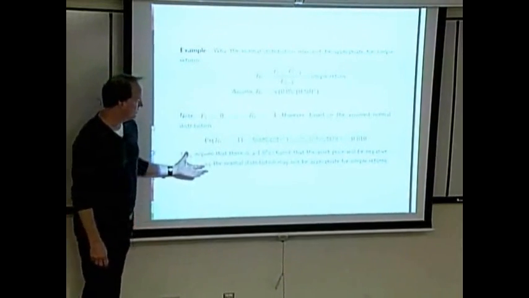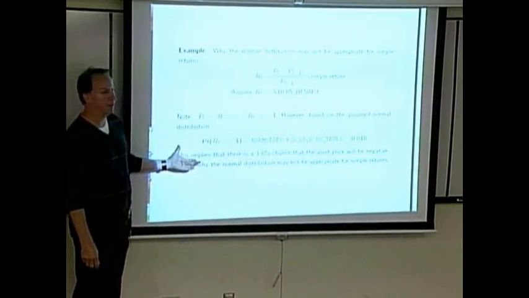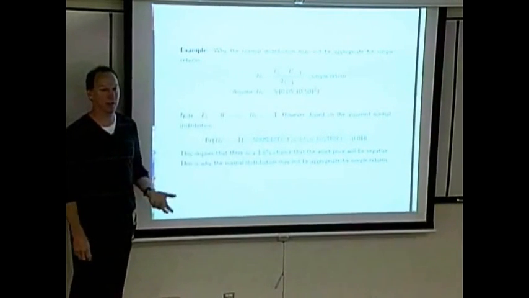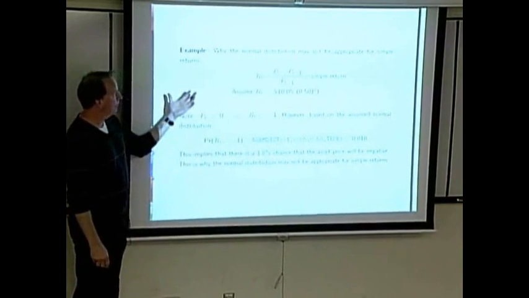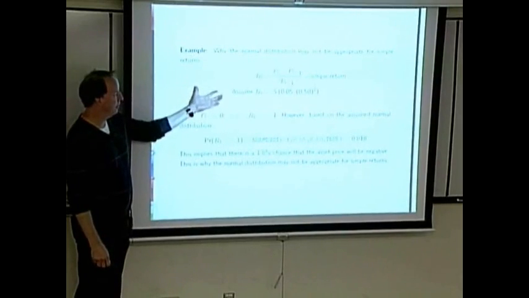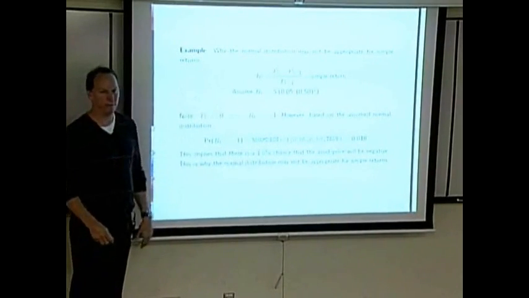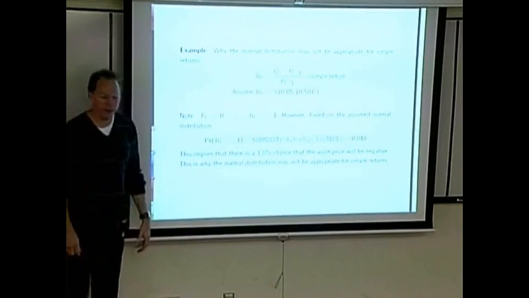And another way of viewing this is that this distribution implies there's a 1.8% chance that the price in the future is less than 0. Okay? So again, that doesn't make any sense either. So this is an example to illustrate why a particular normal distribution may not be appropriate for simple rates of return, because it could imply negative prices.